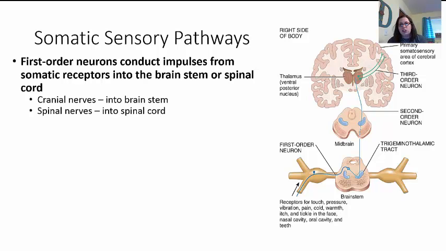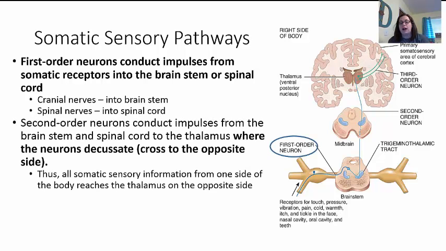So the first step is called the first order neurons. These are going to conduct the impulses from the receptor either into the brainstem if they're coming from cranial nerves, okay, up here, or into the spinal cord. So if they're the spinal nerves, they're going to go into the spinal cord. Okay, so there's two ways we can enter into the central nervous system, and this is the first order neuron. Okay, and you can see it located here.